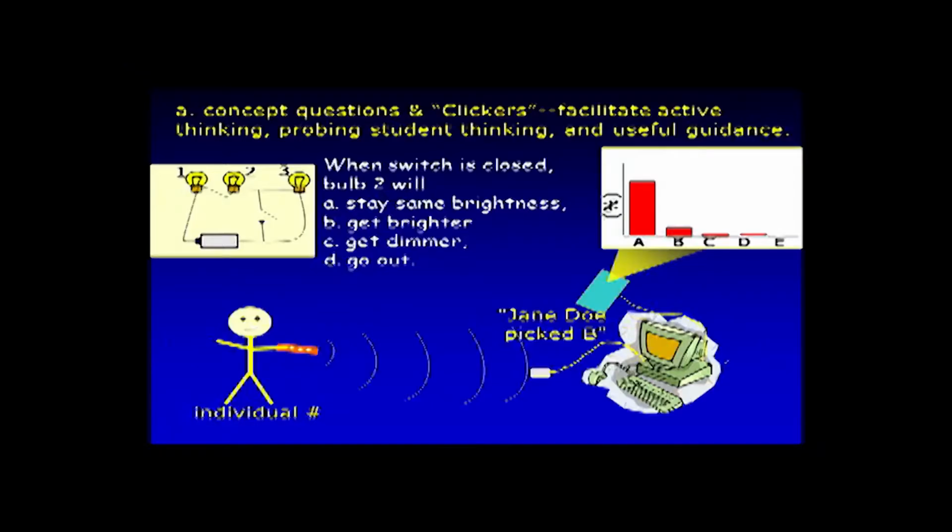Students think about that, and then they pick which answer they think, and push the appropriate button. Then there's a receiver on the computer, and it records each individual student's identity and what answer they chose. Normally, after everybody's put in their answer, you show the class the histogram of what the responses were on that question.